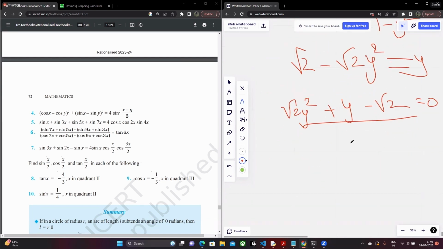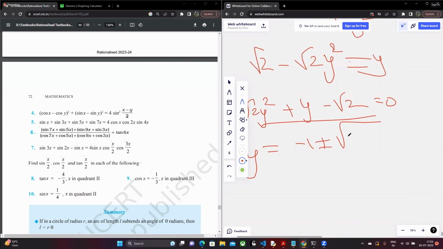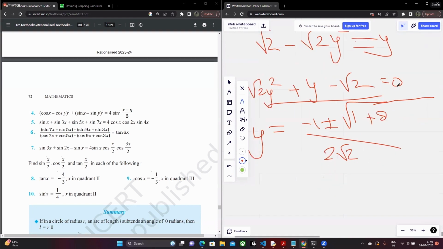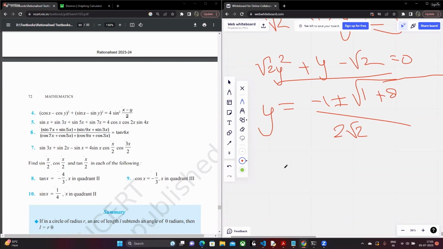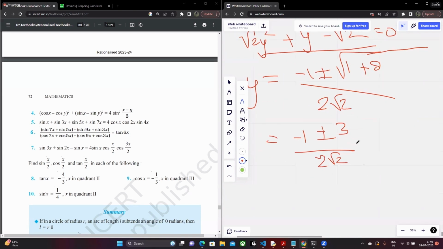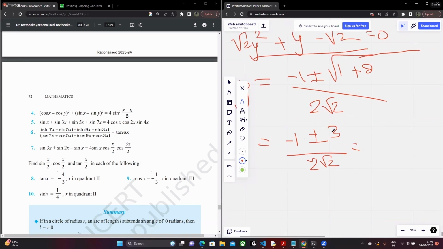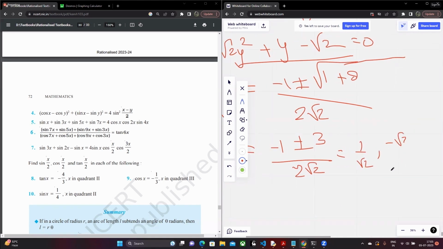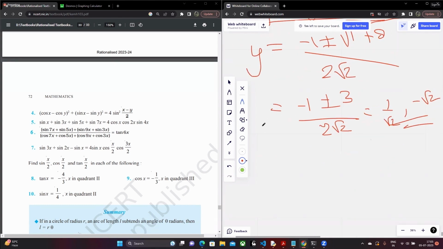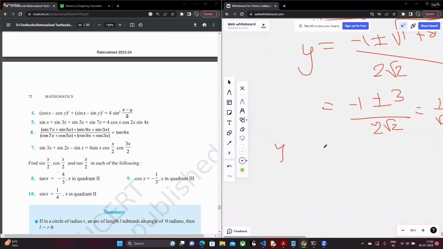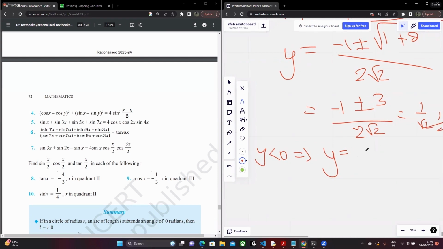Thus, y is equal to minus b plus minus square root of b square minus 4 into a into c. ac is going to be 2 plus, so this is going to be 1 plus 8 divided by 2 root 2. Since this is 1 plus 8, this is 9, root 9 is 3. This is going to be minus 1 plus minus 3 divided by 2, right? Which is going to be either 1 by root 2 or it is going to be minus 2, right? Since y is less than 0, means that y is equal to minus 2.